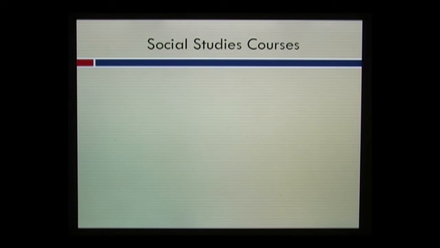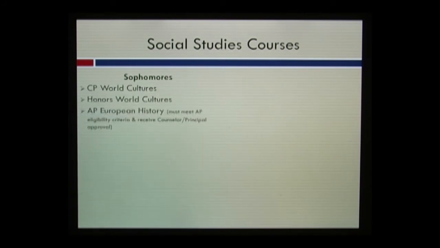Now let's take a look at social studies course options. Sophomores, you have a choice between CP World Cultures, Honors World Cultures, and AP European History. Starting next year, AP European History does count to fulfill one of your 4 required social studies courses for graduation. This course should only be considered by extremely motivated students who have maintained an A average in Honors American History and consistently achieve high standardized test scores. The student must also meet AP eligibility criteria and receive counselor and administrative approval.